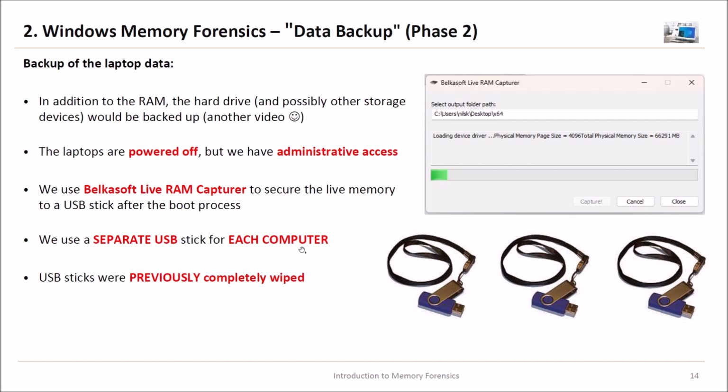Imagine one of the computers has malware. For instance, you put in the USB stick and the malware is automatically copied onto it. Then you copy the memory, go to the second computer, and take the malware from one PC to another. So we cross-contaminate all the computers. Because of that, you use a single USB stick for each computer. And of course, these USB sticks were previously completely wiped, they are completely empty.